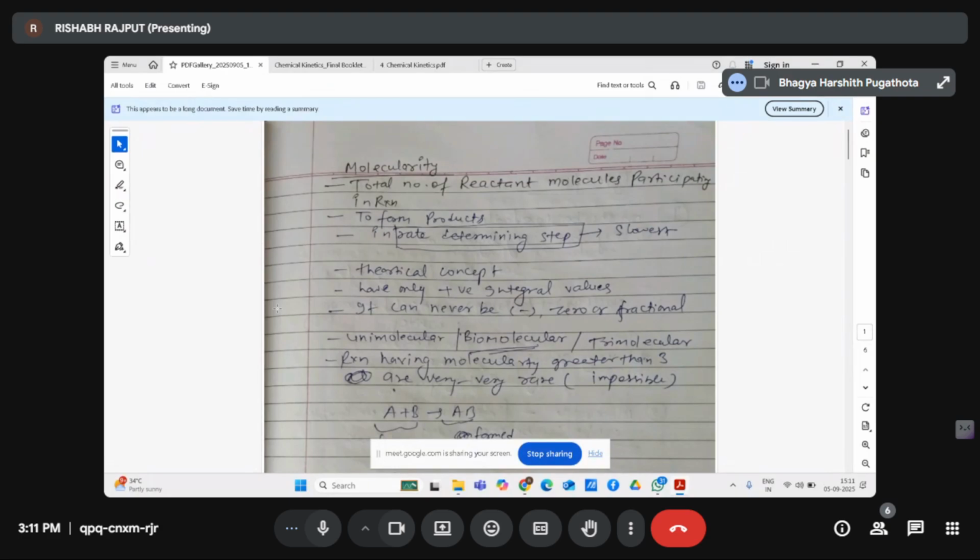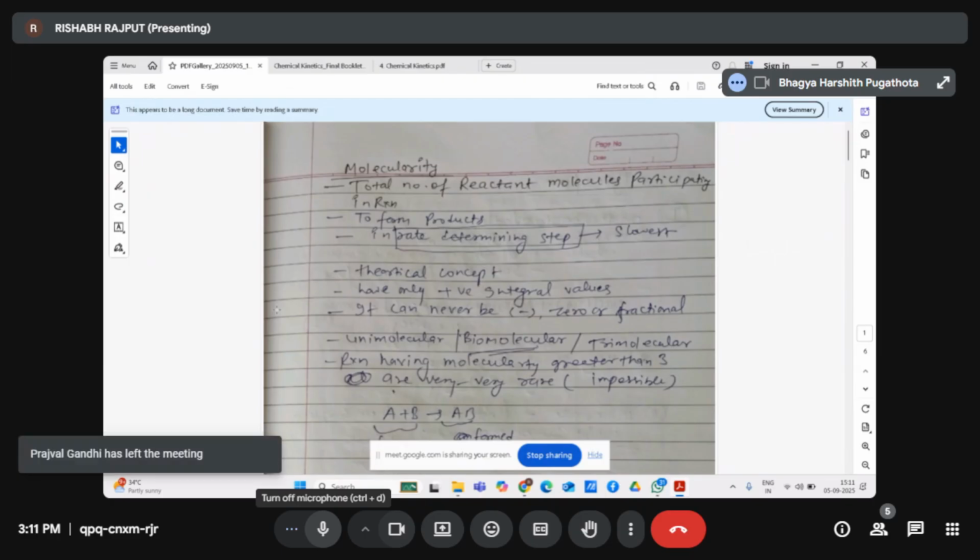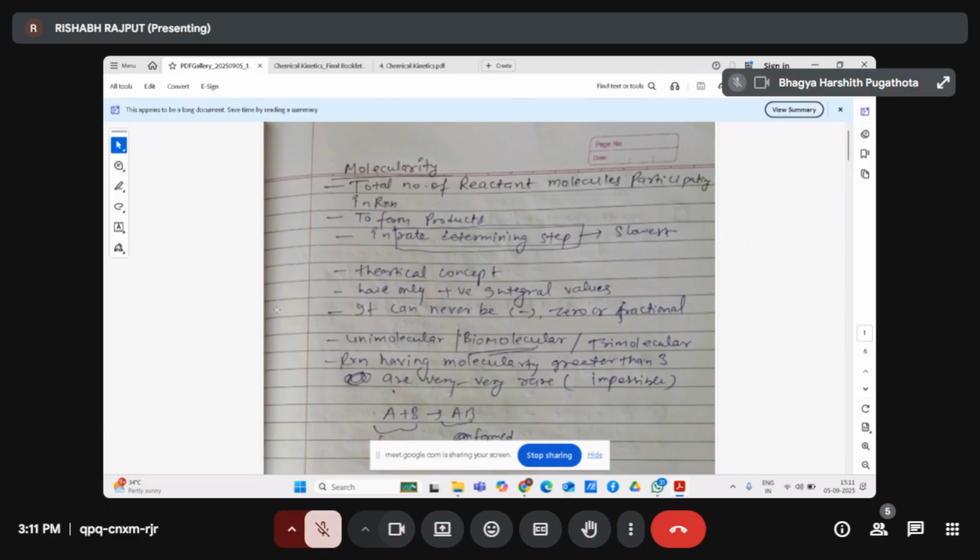Okay, from an experiment, from a chemical question, we will get molecularity. It is a 100% theoretical concept. But your order is an experimental value, whereas your molecularity is a theoretical concept only. Molecularity has only positive integer values, meaning values like one, two, or three, not 1/2, 1/5, 0.5, or negative values. Your molecularity value is always a positive integer. It can never be negative, zero, or a fraction.